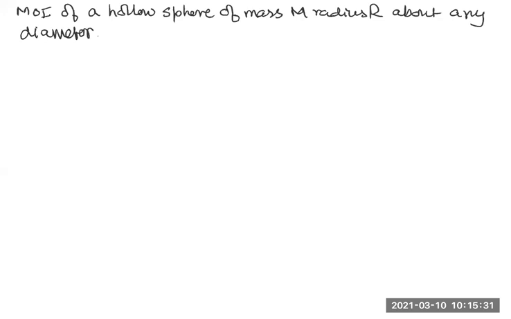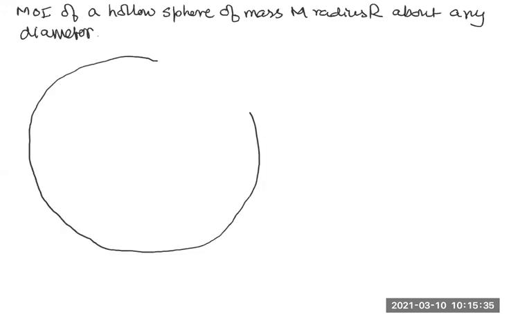So I'm going to draw the diagram for you. This is the hollow sphere. We want to find the moment of inertia about this axis, about any diameter. What is the element that you will choose?